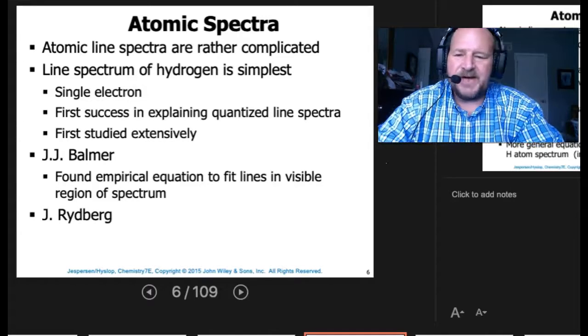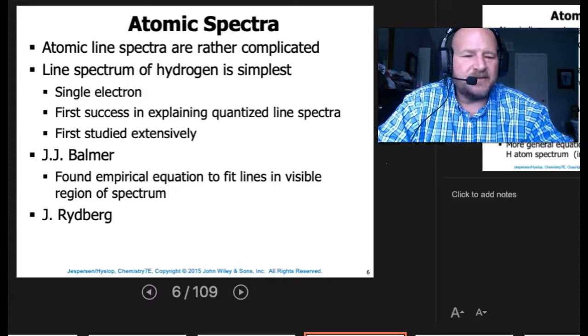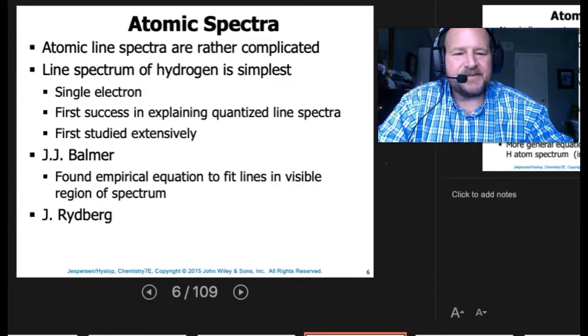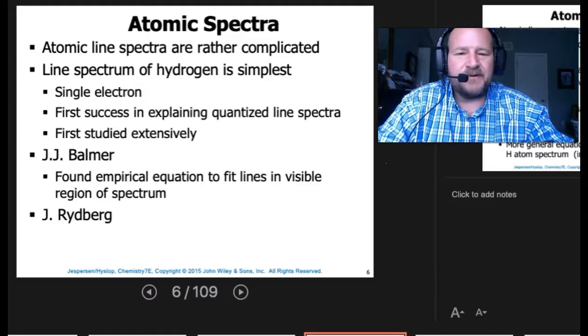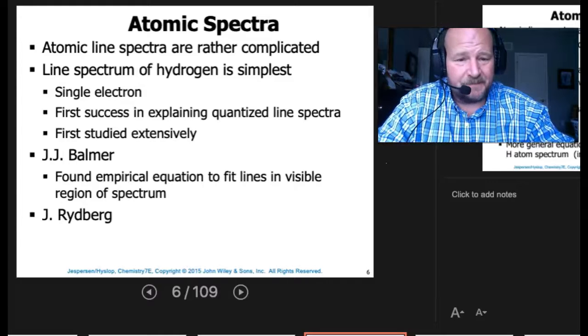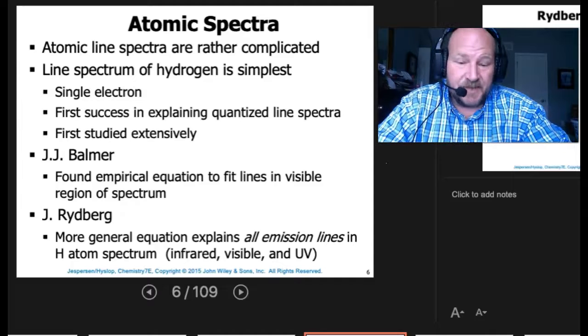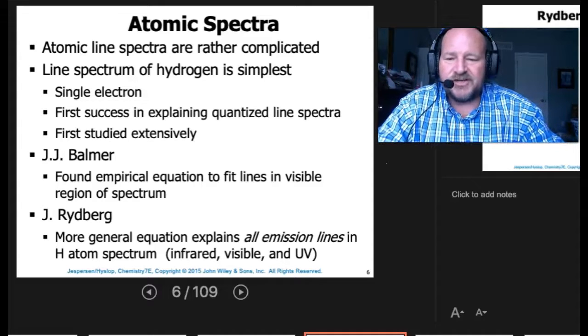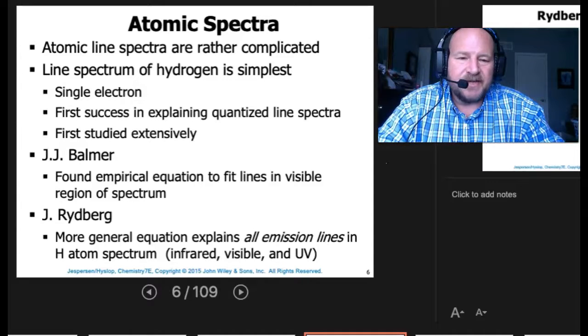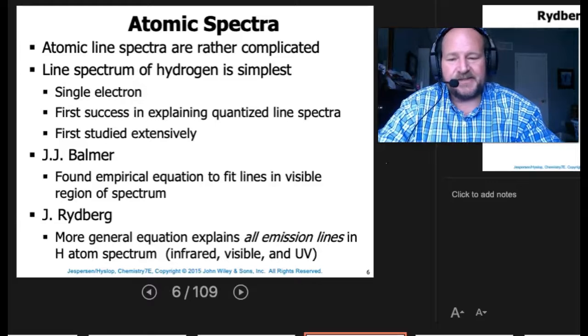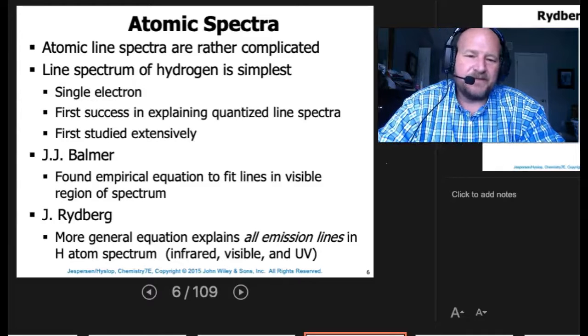And the person that follows up behind him is going to be Jay Rydberg. Again, these names are probably not nearly as popular as the Einsteins. Balmer has a series named after him, but not his own constant. So a more general equation is going to explain all the emission lines in the hydrogen atom spectrum. Again, some of these lines are going to go into light that we can't see, like the infrared and the UV.